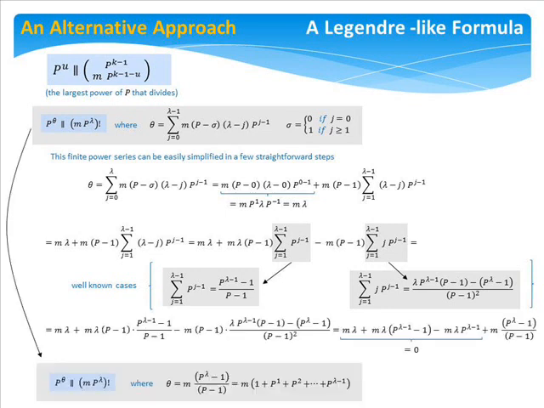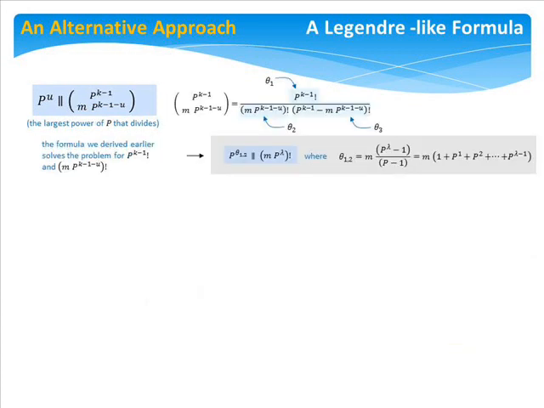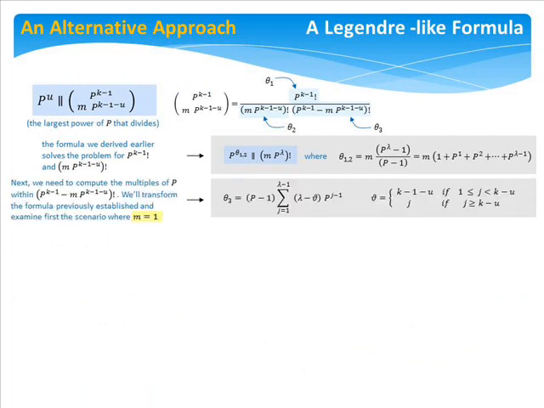The derived formula presented below solves the problem for p raised to k minus 1 factorial and m times p raised to k minus 1 minus u factorial. That is, 2 of the 3 factorials involved in the binomial coefficient. Next, we need to compute the multiples of p within the third factorial. That is, p raised to k minus 1 minus m times p raised to k minus 1 minus u factorial.